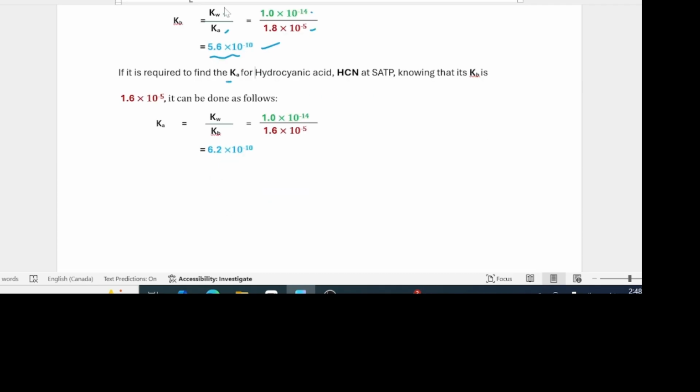Look at another one. If it is required to find the Ka for hydrocyanic acid HCN at SATP, knowing that its Kb is this, it can be done as follows. Ka will be equal to what Kw is, divided by what Kb is, that's Kw, and then what the Kb of the base is, and this is what the Ka of hydrocyanic acid will be.